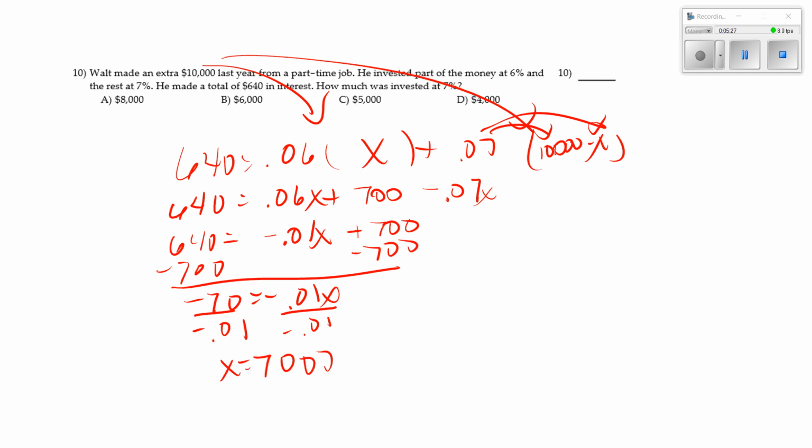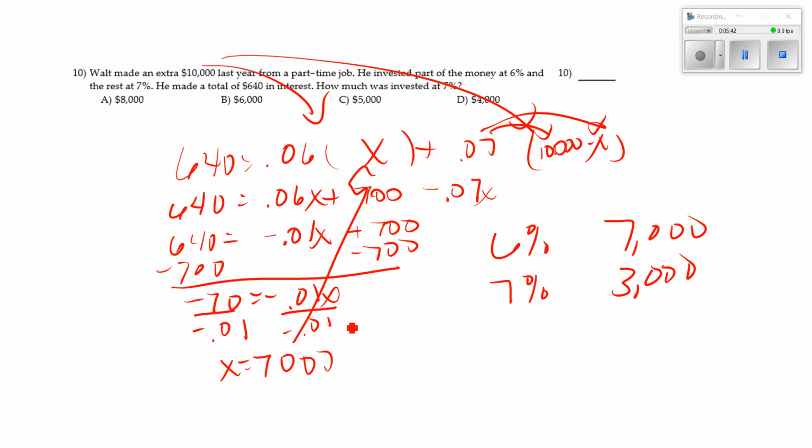Not a choice. Well, that's because I found x, which is 6%. So 6% was 7,000. And 10,000 minus x, so at 7%, it'd be 3,000. They want to know how much was at 7%. So my answer is still not here. Part of the money at 6%, part of the money at 7%. I'm going to pause this for a second, see where I made a mistake.